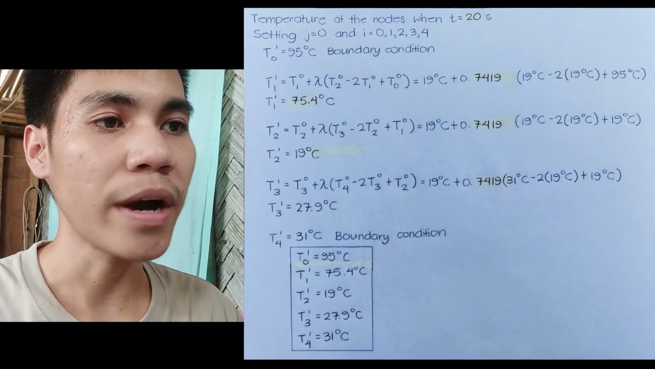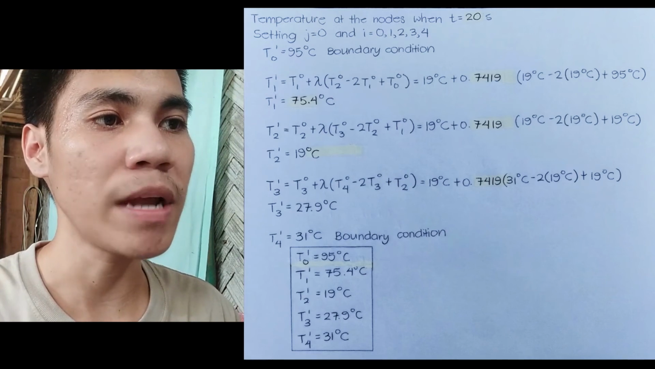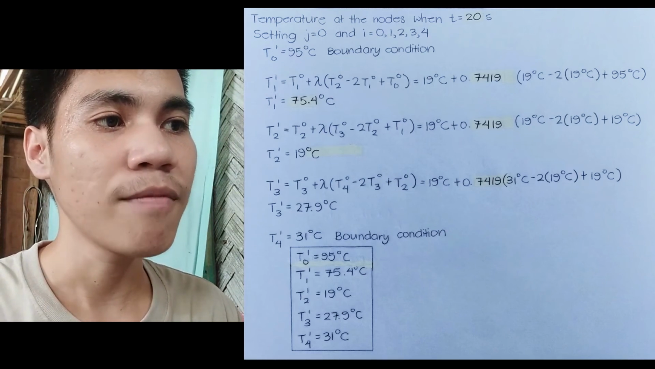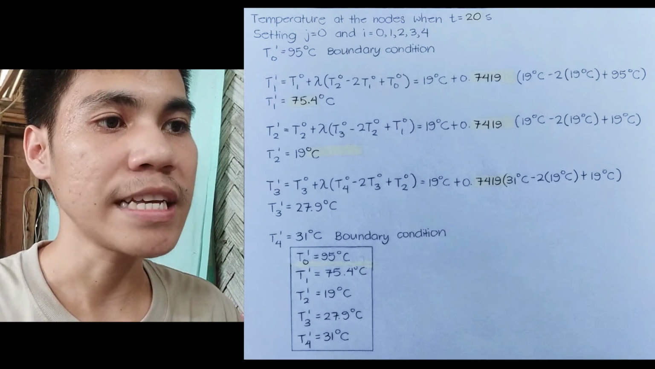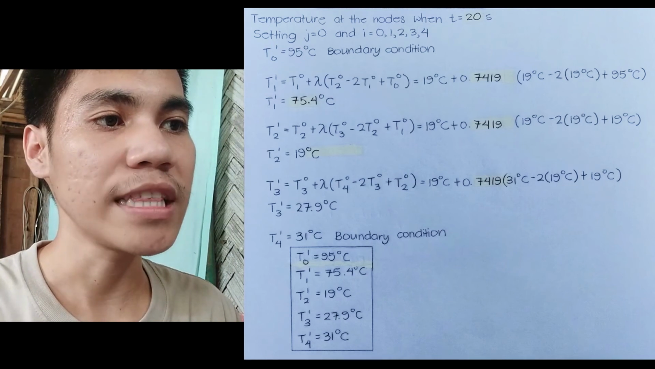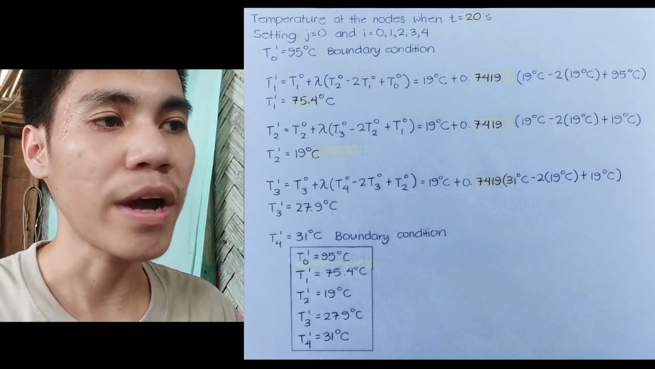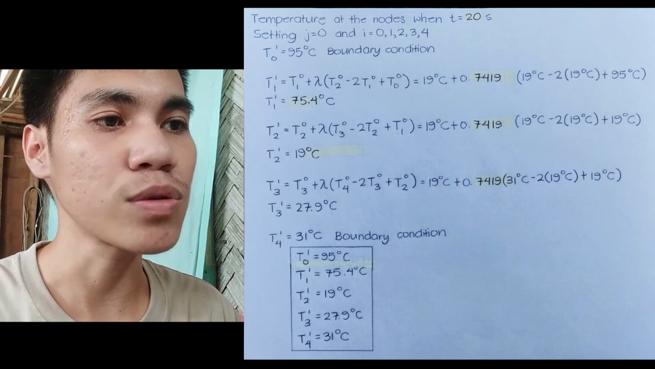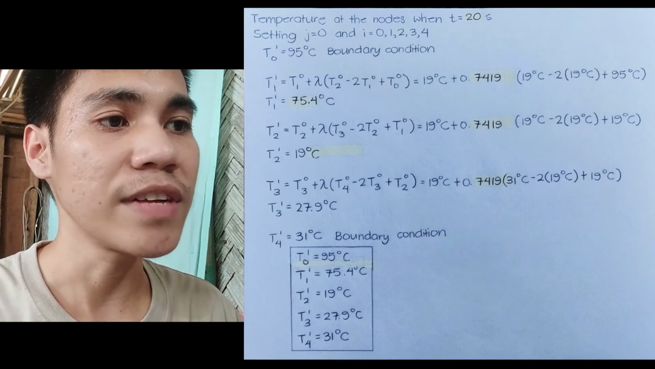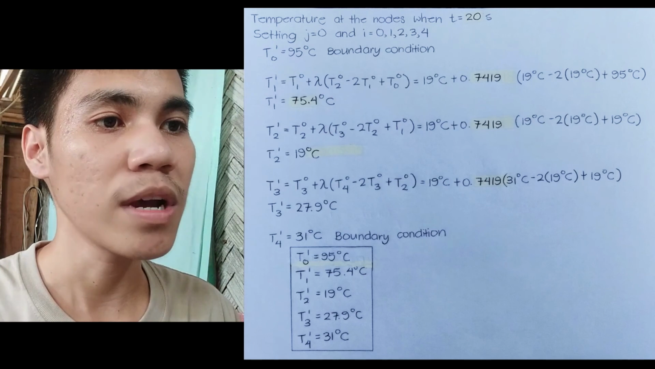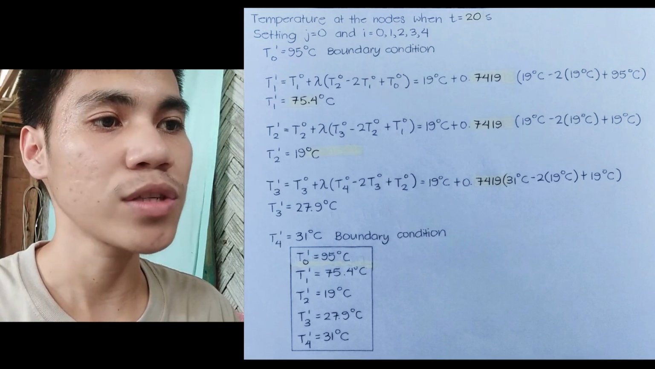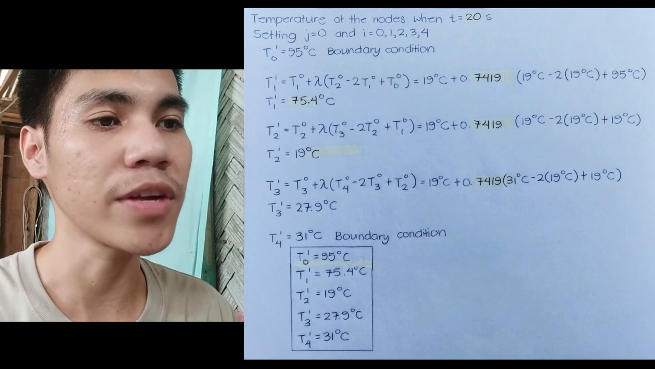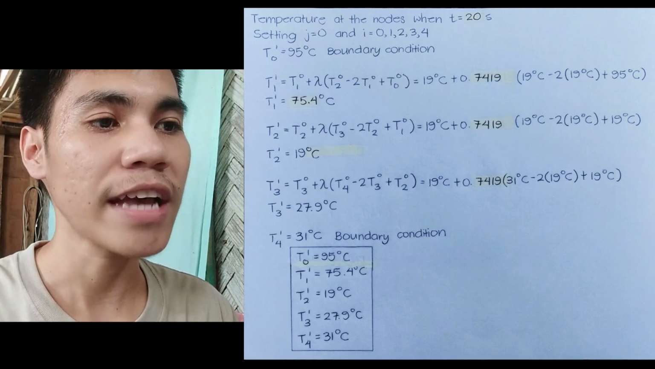T sub 3 raised to 1 is equal to T sub 3 raised to 0 plus lambda times the quantity T sub 4 raised to 0 minus 2 times T sub 3 raised to 0 plus T sub 2 raised to 0, which is equal to 19 degrees Celsius plus 0.7419 times the quantity 31 degrees Celsius minus 2 times 19 degrees Celsius plus 19 degrees Celsius. So, T sub 3 raised to 1 is equal to 27.9 degrees Celsius. Lastly, T sub 4 raised to 1 is equal to 31 degrees Celsius as provided by the boundary conditions. Therefore, the correct answer is letter A.